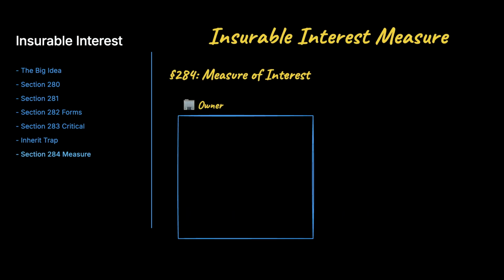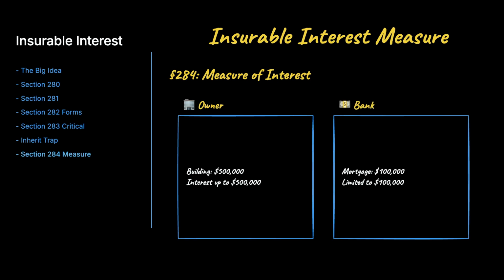Section 284 sets the measure, the size of an insurable interest. The measure equals the extent to which the insured would actually be harmed by the loss. So an owner of a $500,000 building has an interest up to that amount, while a bank holding a $100,000 mortgage is limited to that.